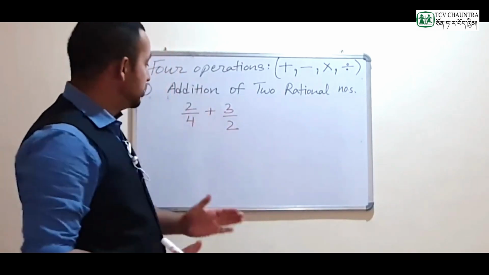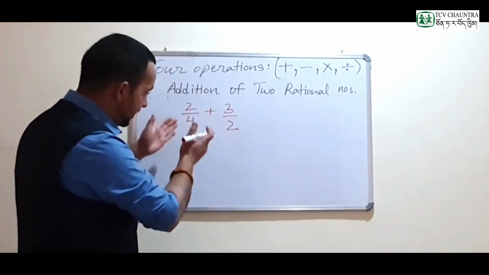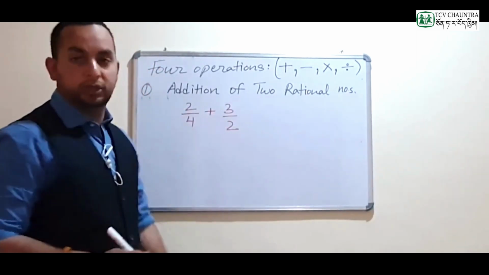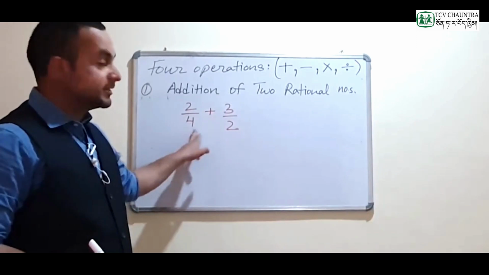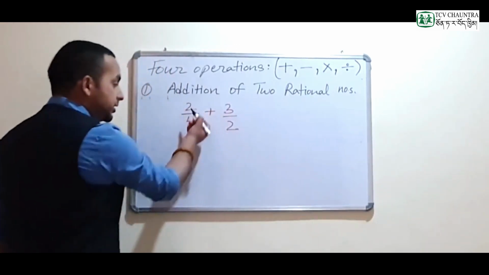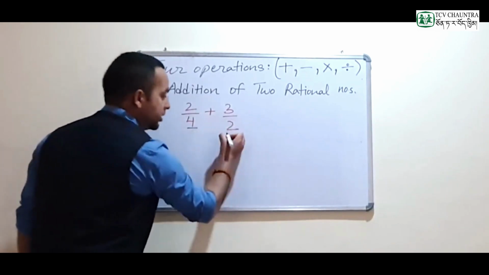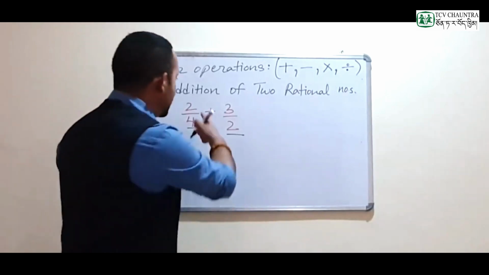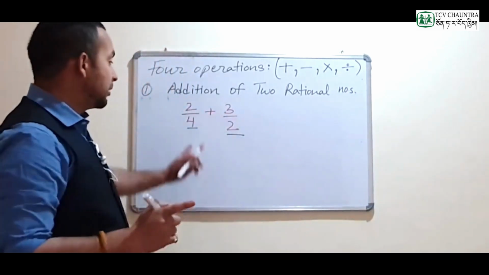So the first thing you should focus on is to check whether the denominators are equal or not. If the denominators are not equal, then you are going to make the denominators the same. So here your denominator is 4, here your denominator is 2, which means your denominators are different.